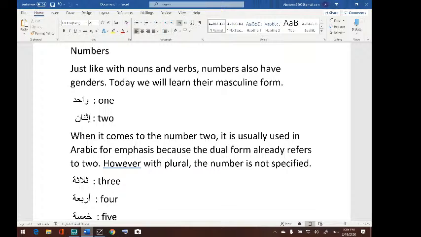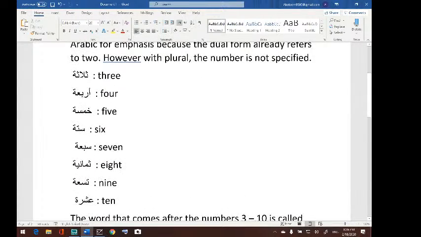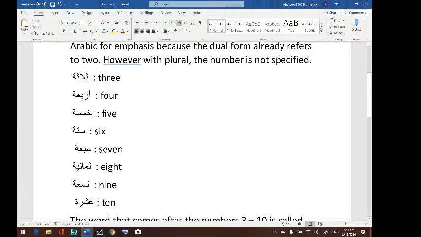However, when it comes to plural, plural doesn't specify a number. It just means 3 and beyond. That's why with plural, the numbers are used. So let's quickly go over the numbers first. We have thalathatun, 3, arba'atun, 4, khamsatun, 5, sittatun, 6, sab'atun, 7, thamaniyatun, 8, tis'atun, 9, and asharatun, 10.